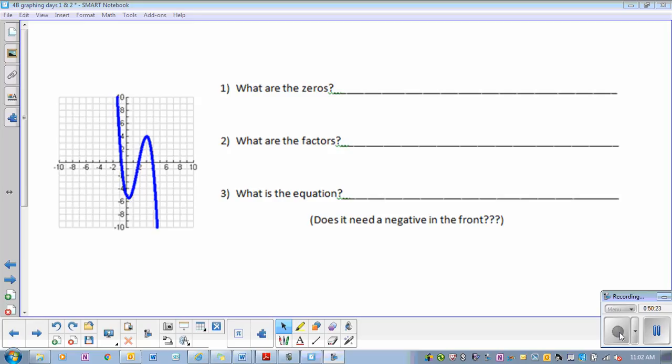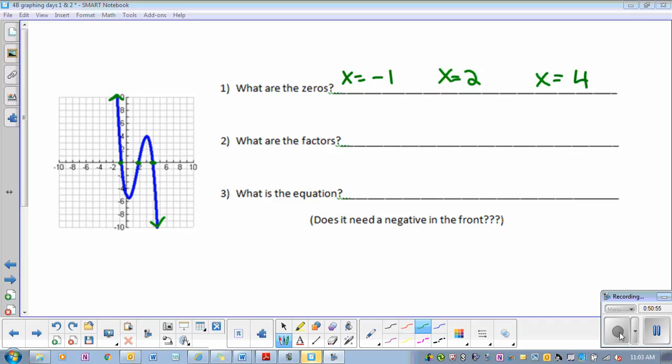All right, so let's try this one together. Now, with this graph, what are the zeros here? Where are the x-intercepts? One there, one here, one here. What are they? What numbers? -1, 0, 2, 0, 4. X equals -1, and what? X equals what? I'm sorry, what? 2, 0. And then? 4, 0.